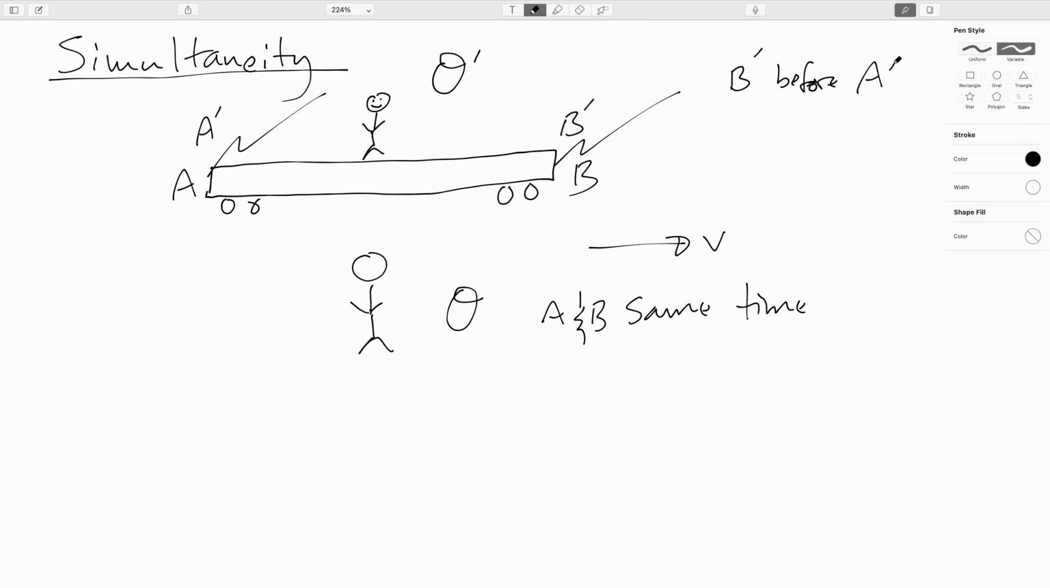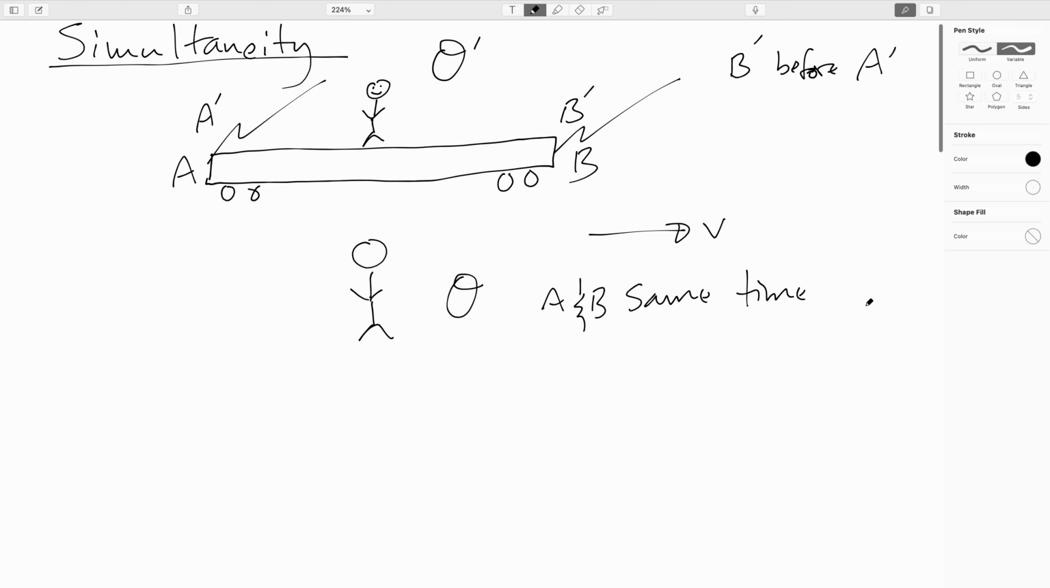And you would say, well, how could you possibly say that that makes any sense? Well, let's think about it just for a second from your perspective. From your perspective, I'm moving to the right. So this means that from your perspective, I am seeing the light from B first because I'm running toward it. I'm running away from the light at A, and so you would rightly conclude that I would see B prime before A prime.